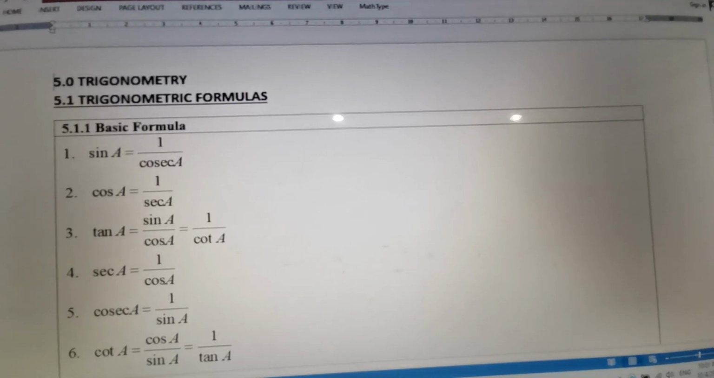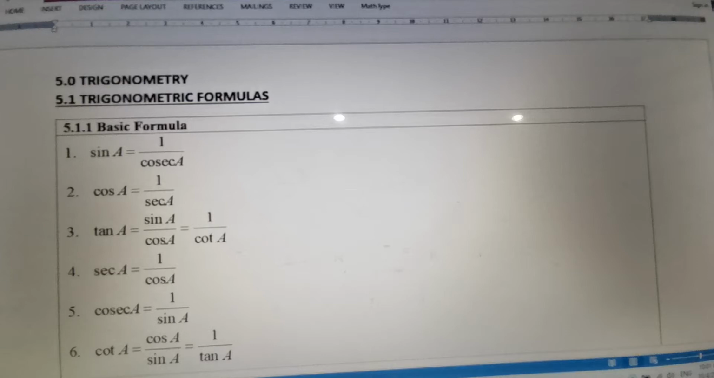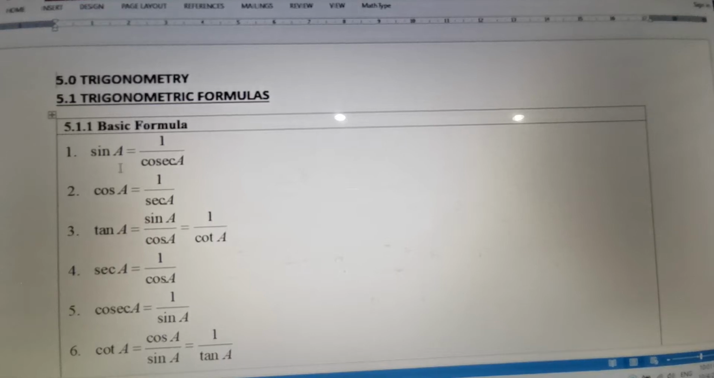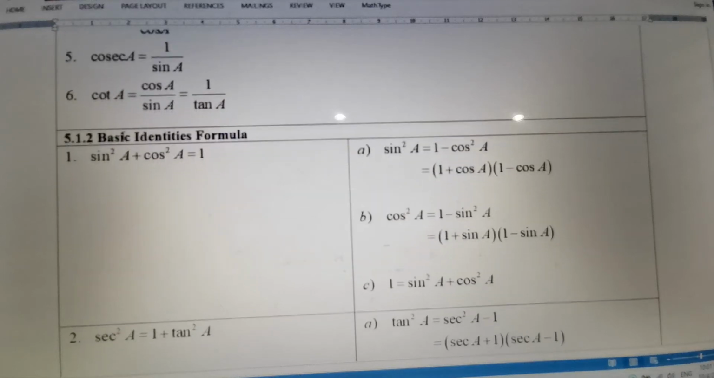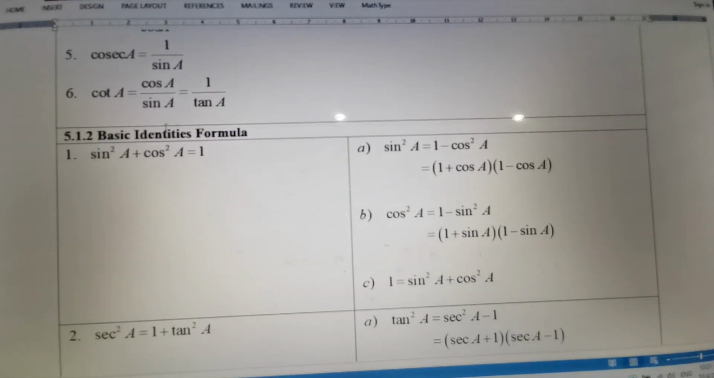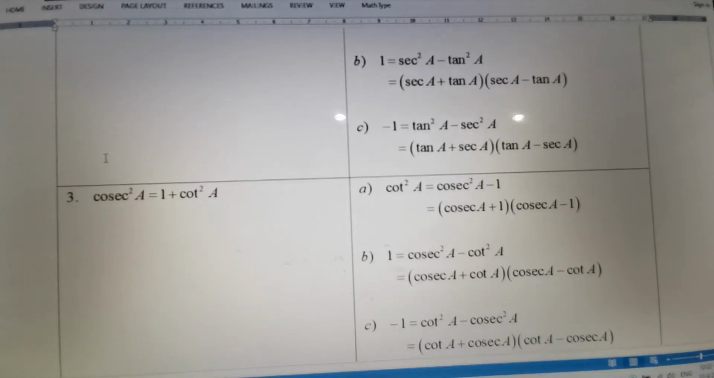Okay, if you see, these are the trigonometric formulas. I'm sure you already printed out your notes. This one I'm showing through my laptop here. I already divided them into a few divisions of basic formulas. Basic identity has three formulas: 1, 2, and 3.